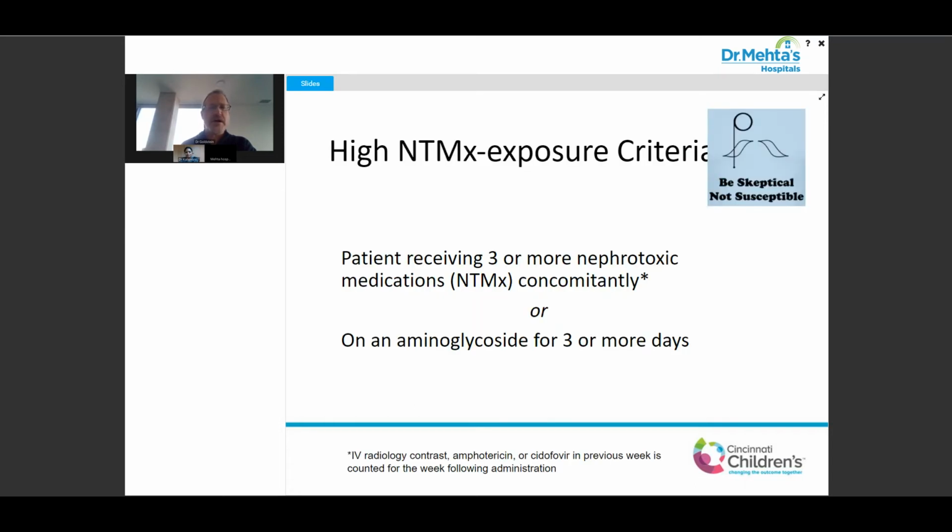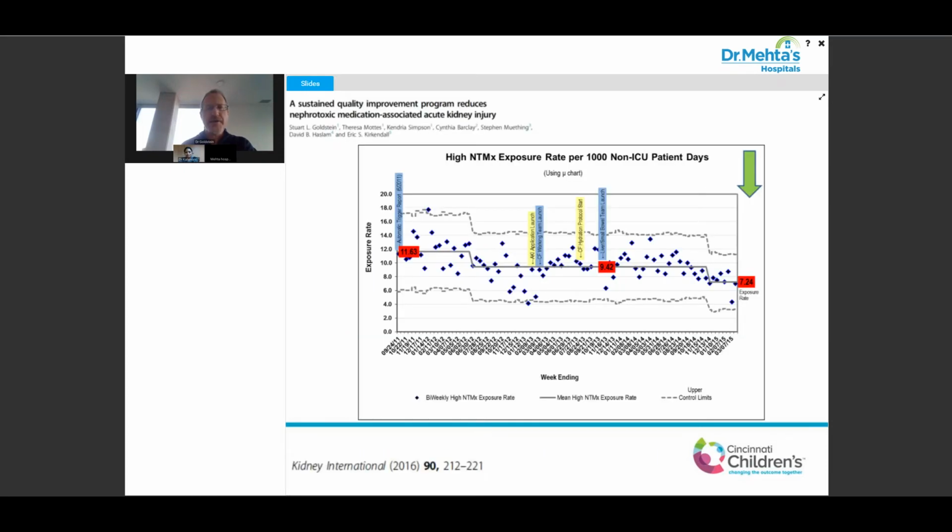In the first work on NINJA, patients who were non-critically ill receiving 3 or more nephrotoxic medications on the same day, or an aminoglycoside for 3 or more days, had a daily creatinine assessed. And we had 99% adherence to that daily creatinine. Over 3.5 years, just by educating the physicians at Cincinnati Children's about nephrotoxicity and AKI, we were able to achieve a 38% reduction in high nephrotoxic medication exposures.